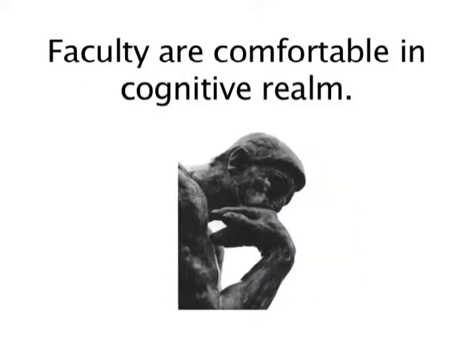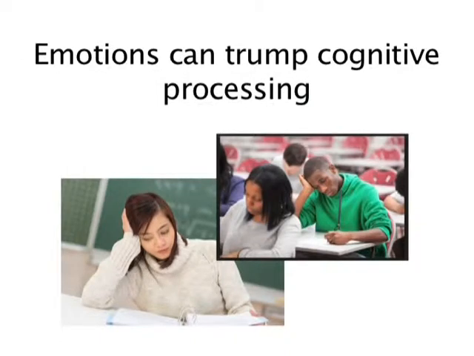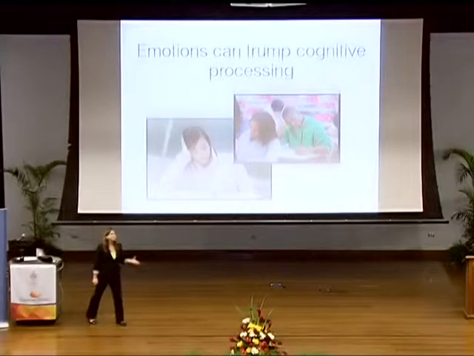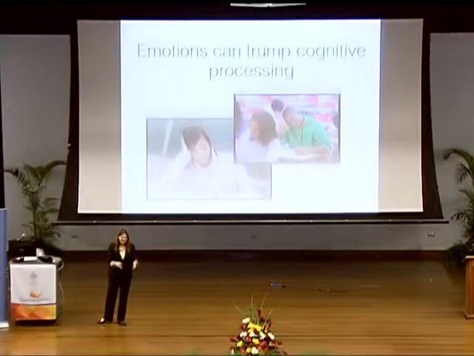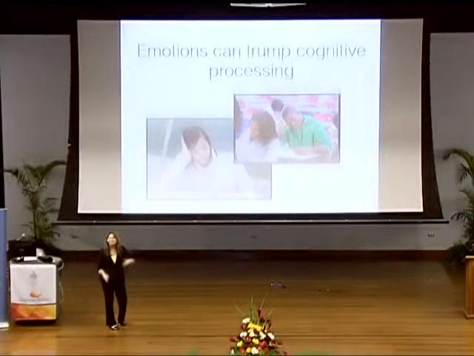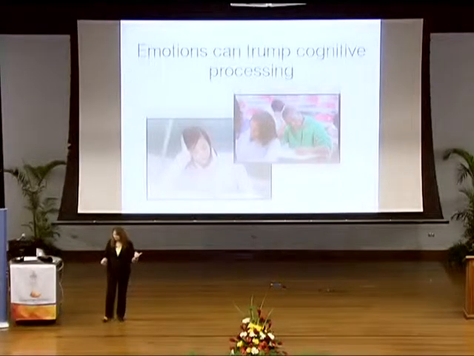The third component is to teach for holistic learning. College professors particularly tend to be very comfortable in the cognitive realm. And the cognitive realm is the thinking realm. That's where we were raised and where we flourish. But we know from research that emotions can trump cognitive processing. And people who are teaching remedial math know, they say, you have to get to the fear and the anxiety and address that before they can even begin to learn the kinds of cognitive processes.